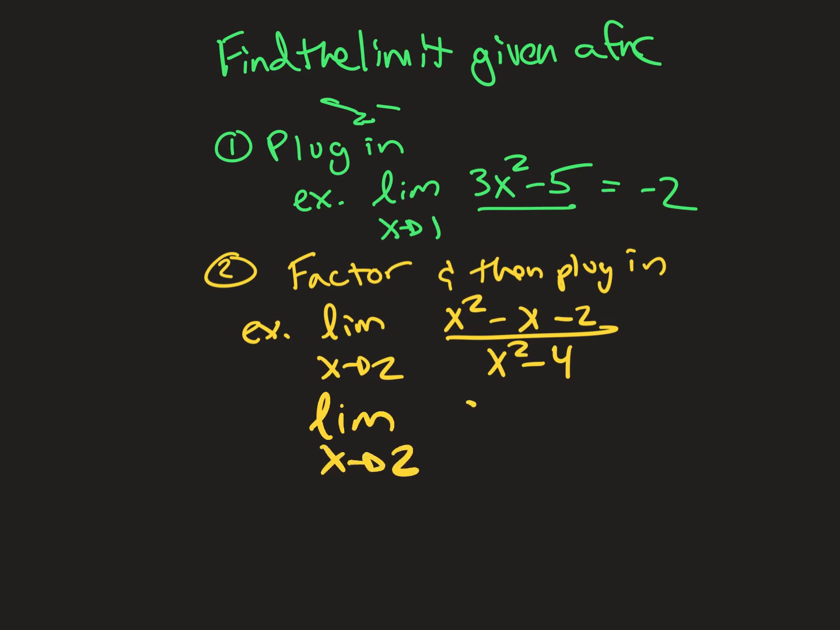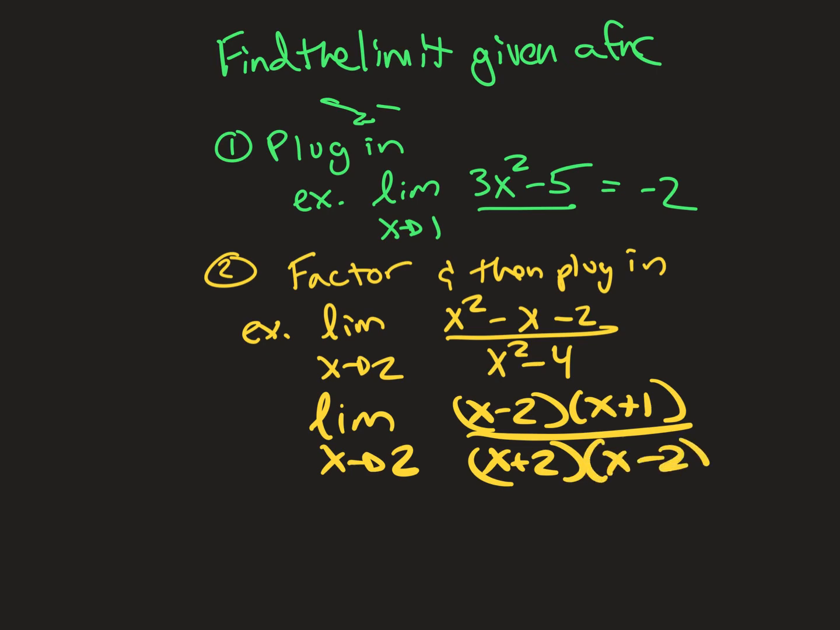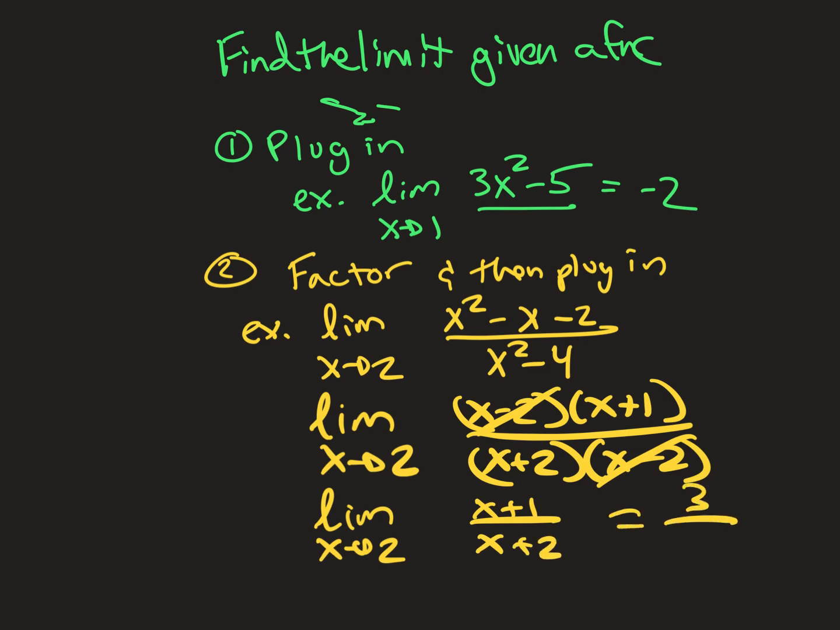So the numerator factors to x minus 2 times x plus 1. The denominator's a difference of squares. And there we go. Those cancel. So now let me see if I find the limit as x goes to 2. Let's see if I can now plug in. So if I plug in 2, I get 3 in the numerator and 4 in the denominator, and that's the limit. So perfect. So if you can't plug in, see if you can factor, reduce, and then plug in.